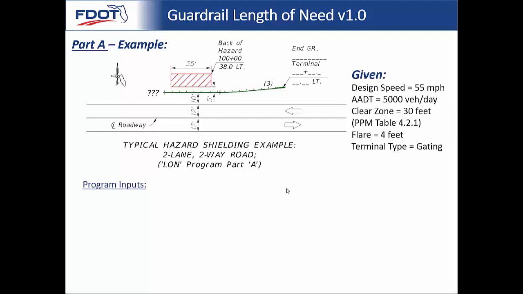And you can try it again on your own if you like and see where the answers came from. So some of our program inputs, well, I know you put in design speed and ADT and things like that. Those are straightforward. You just copy it right out of whatever is given or whatever you have for your roadway. So the direction of traffic shown here, that's the first input we'll cover.